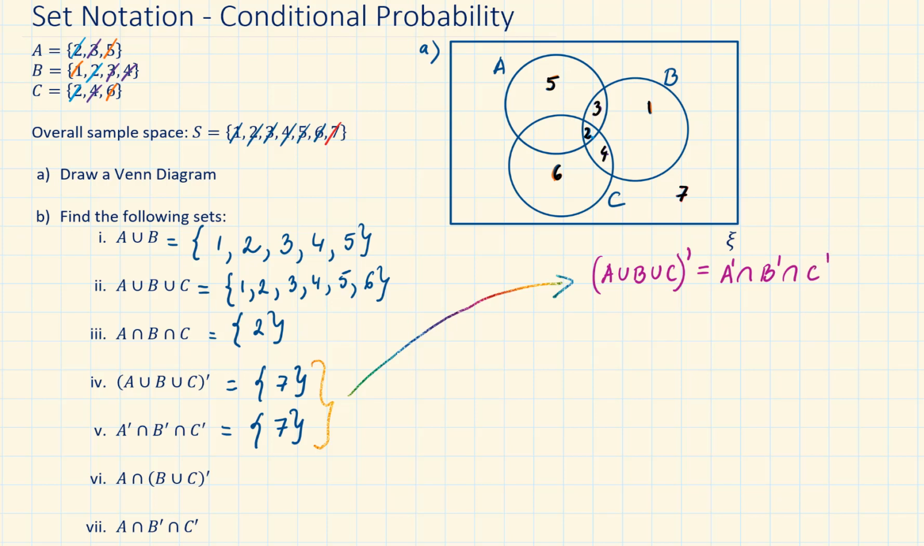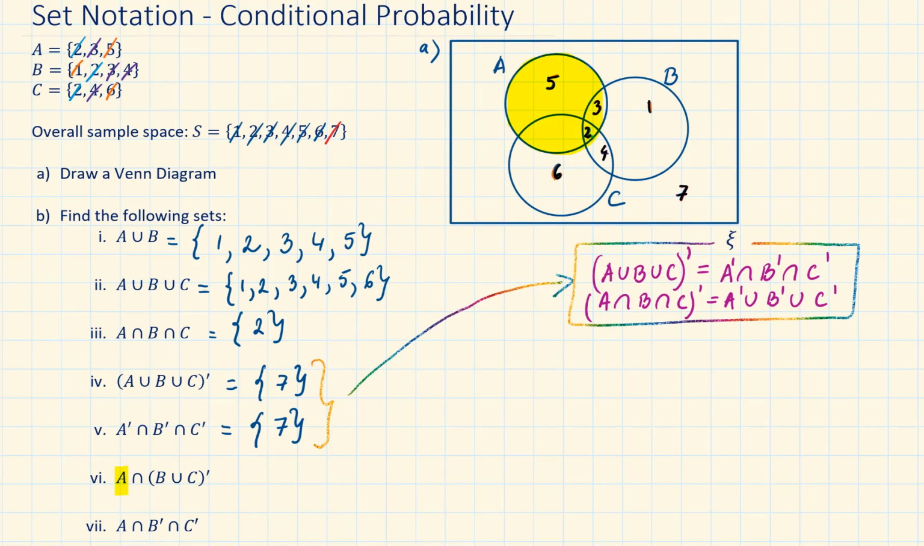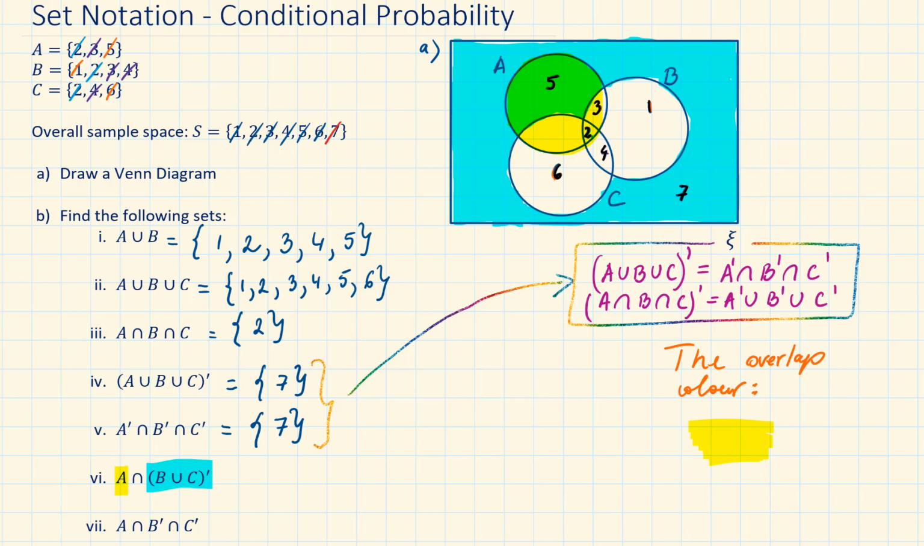From here follows another formula: A intersection B intersection C not happening is equal to A not happening union B not happening union C not happening. Looking at the sixth question, A shaded in yellow, intersection with the complement of B union C, which is shaded in blue, their intersection shows us that the answer is 5.